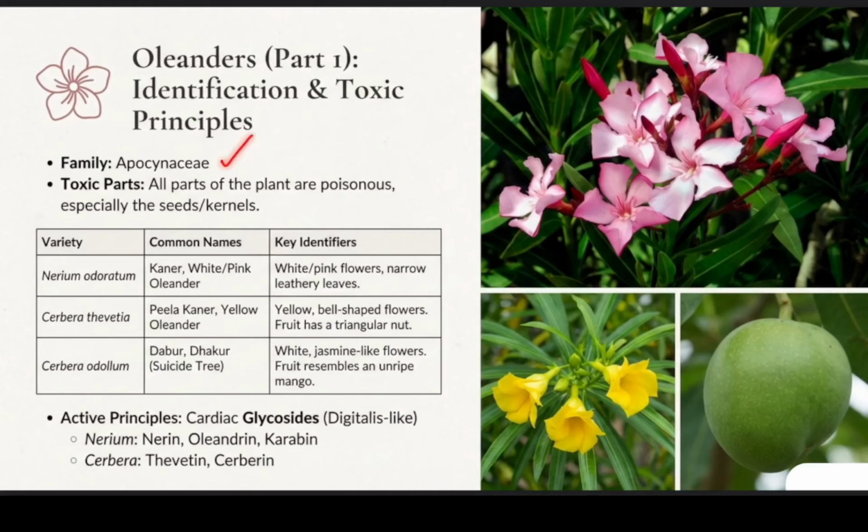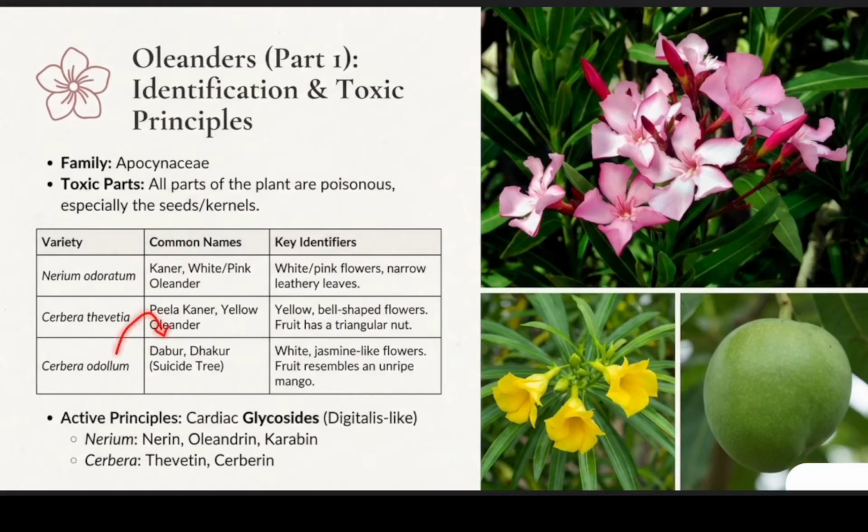Now we have a few varieties: Nerium odoratum, Cerbera thevetia and Cerbera odollam. Okay, these are the few varieties of oleanders. Common names: Nerium odoratum, Kaner, white or pink oleander; Cerbera thevetia, that is Peela Kaner, a yellow oleander basically; Cerbera odollam, that is Dabar and Dhakur, that's a sweet-scented tree, we can call it.